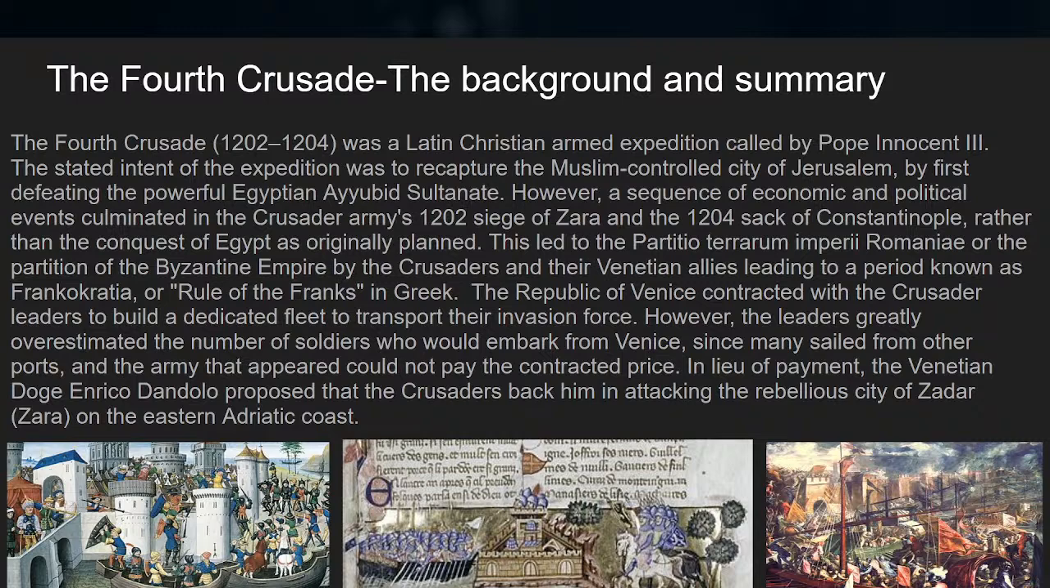Here are some pictures of the Fourth Crusade. One of them is from a manuscript, and two of them are oil paintings.